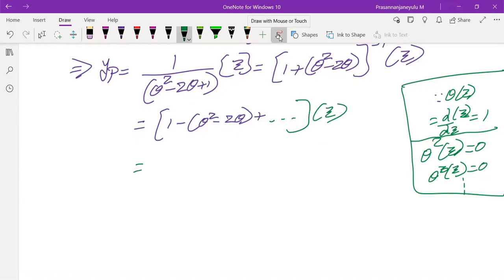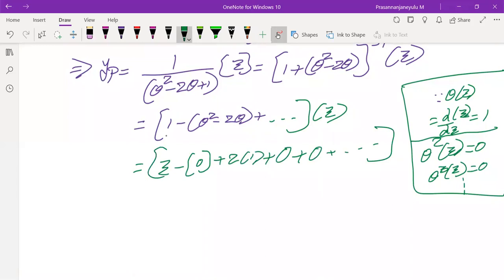Now, multiplying each and every term with z, what will we get? The first term is z, minus theta square of z, which is 0. Minus of minus is plus 2 into theta of z, which is 1. Plus the rest of the terms become zeros, because we already discussed why you are going to get zeros. Please make sure that the first term, 1, also should multiply with z. So yp is equal to z plus 2. Okay, taking this as equation number 5.